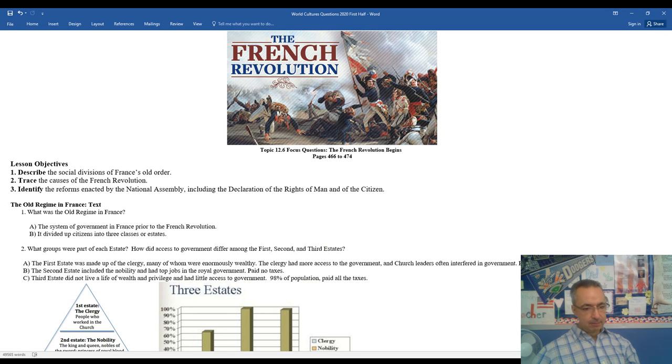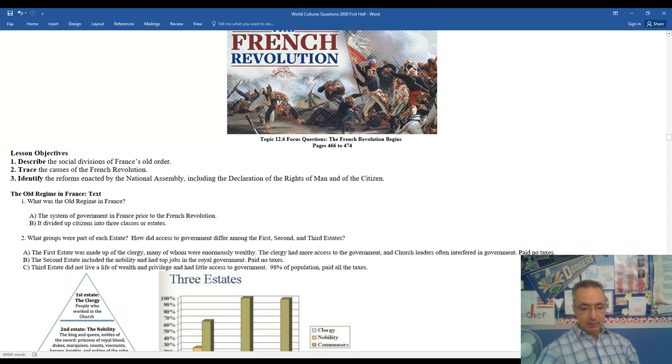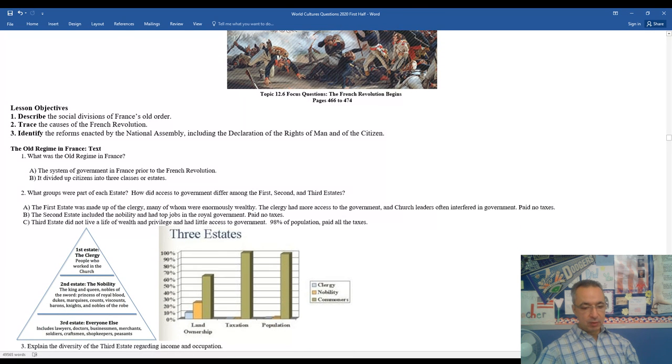and of the Citizen. So first of all, what was the old regime in France, number one? The system of government in France prior to the French Revolution, which had divided it up into three classes or three estates. When you look at the different estates in France, we have a couple of visuals here that'll help you as well.